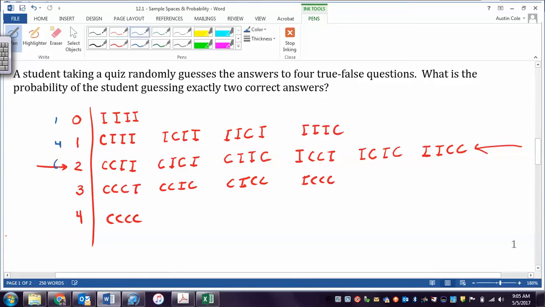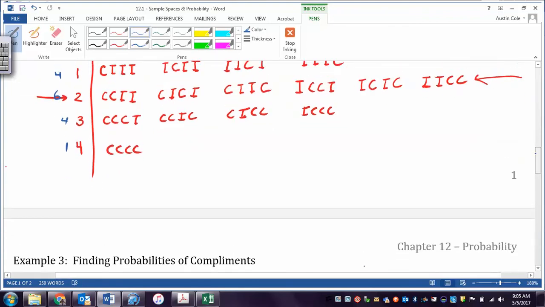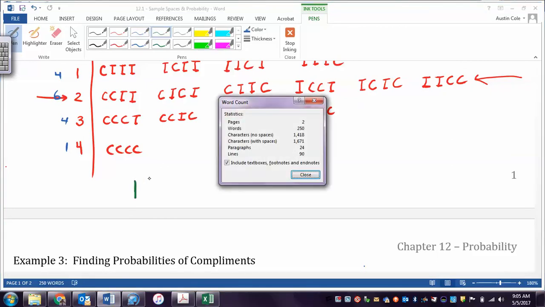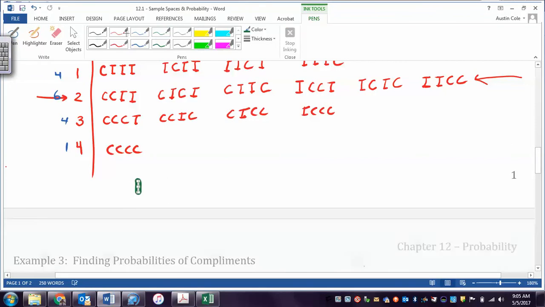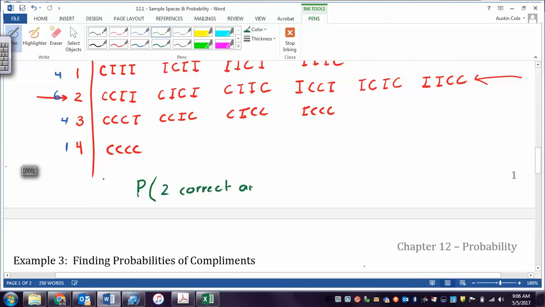So I have 6 outcomes here, which is our favorable outcomes. That's what we're looking for. We've got 4 of them there and 1 there. So what's the probability of the student guessing exactly 2 of the answers right? We need to put our favorable outcomes over the total. Now, one thing I want to talk about right now is this notation here. A capital P stands for the probability. So we're looking for the probability of something, and in this case, it's 2 correct answers.